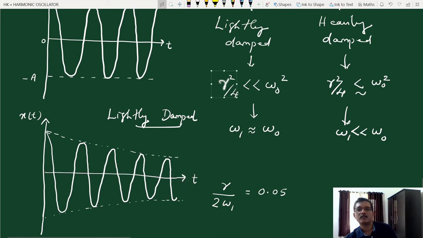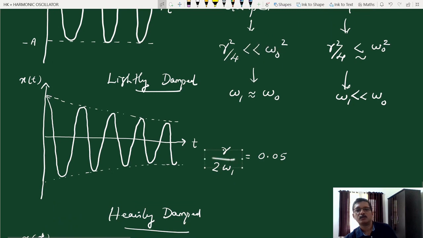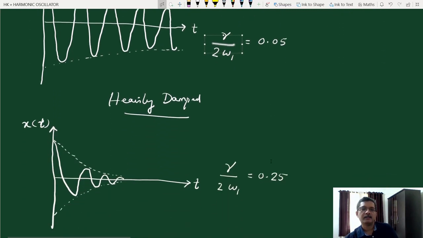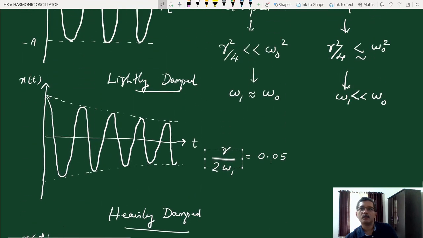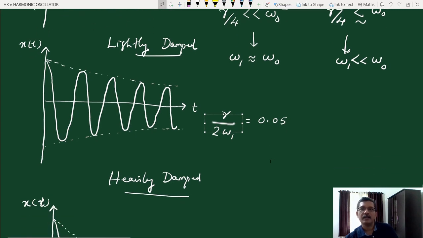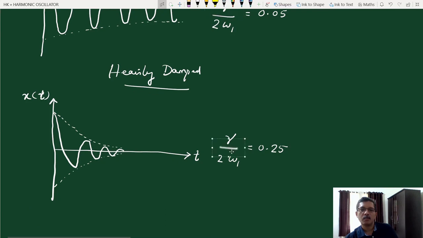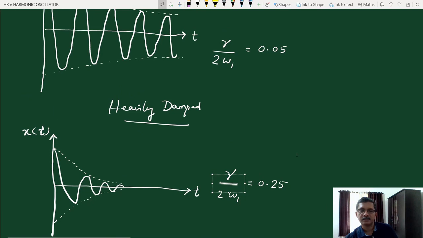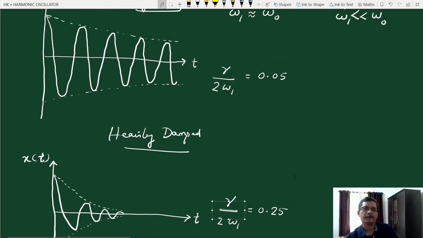This happens when gamma square by 4 is very small compared to omega 0 square. Then this ratio also will be very small compared to 1. And in a heavily damped case, gamma square by 4 will be somewhat of the order of omega 0 square. It's still less than omega 0 square, but of that order. Then this ratio gamma by 2 omega 1 will be significantly large, 0.25, less than 1 but significantly larger. So in that case the amplitude rapidly decreases exponentially.